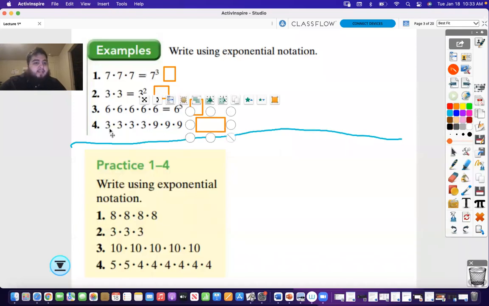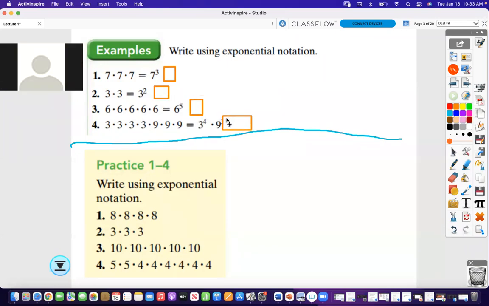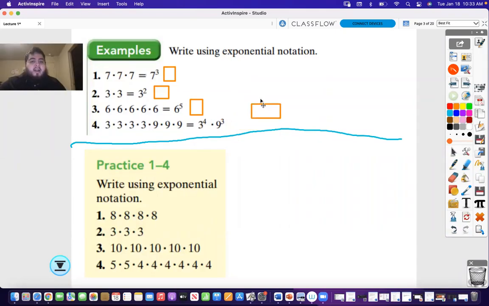How many 3s do y'all see? 3 to the 4th power and 9 to the third power as well. There you go. Now, it is very important when you have 2 separate bases, guys, that you still have that multiplication symbol between the 2 different bases. And just like that, class, you finish your first example in elementary algebra.